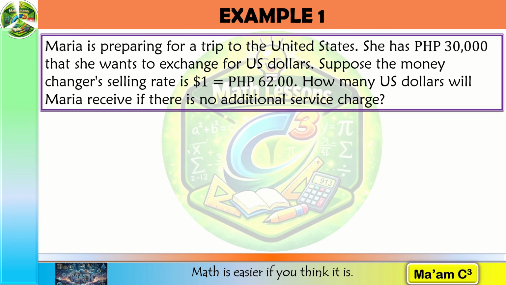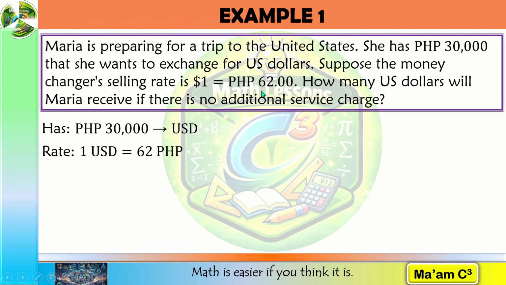Suppose the money changer's selling rate is 1 US dollar is equal to 62 pesos. How many US dollars will Maria receive if there is no additional service charge? So Maria has 30,000 pesos and she wants to know how many US dollars she will receive. So she's going to convert this to US dollars. And the given rate is 1 US dollar is equal to 62 Philippine pesos.